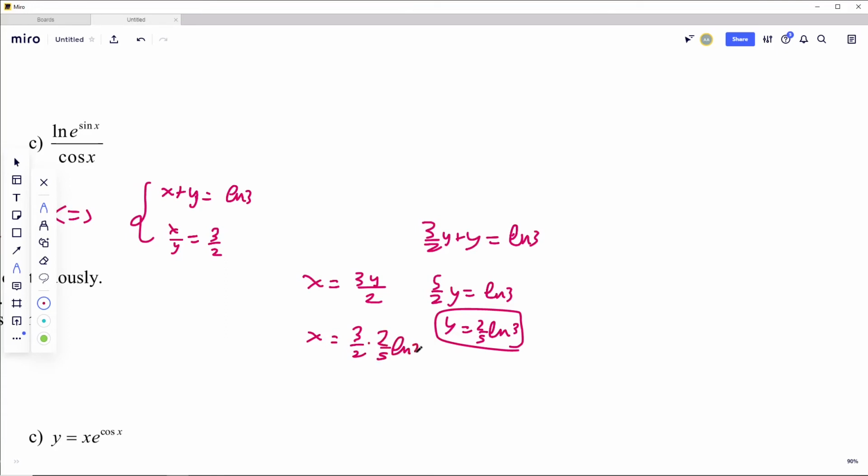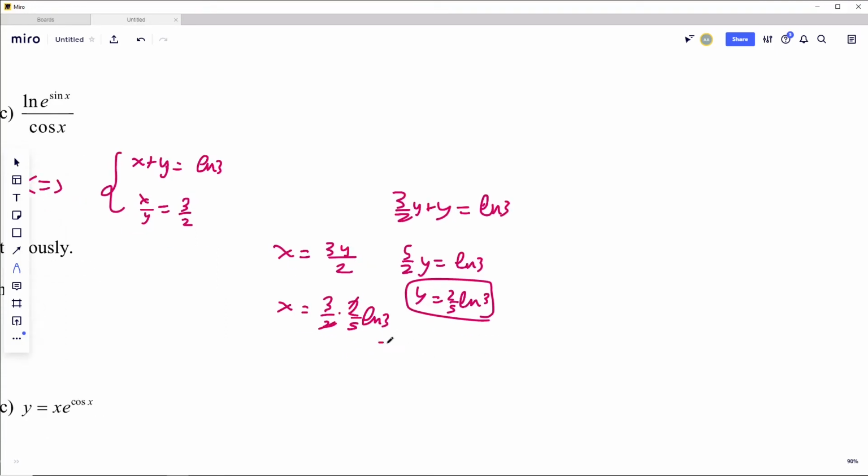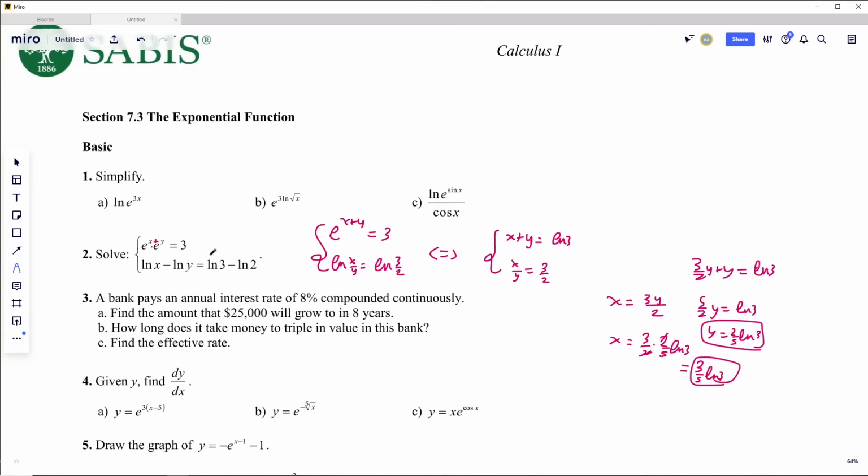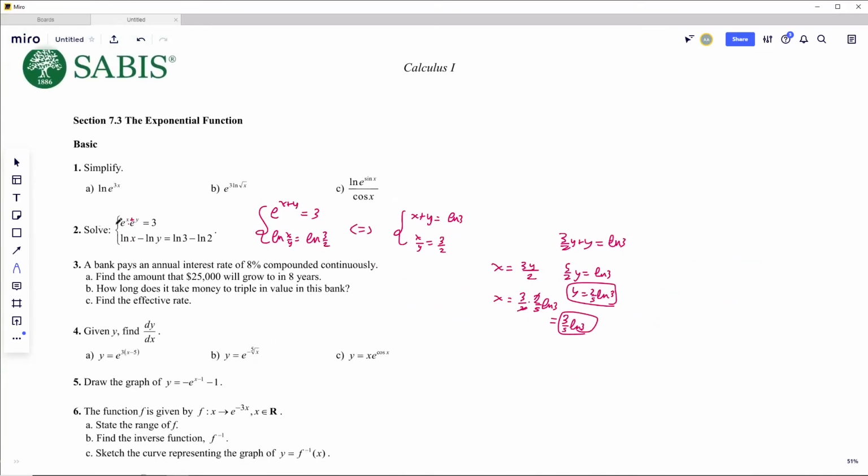Ln of 3. And yeah, 2 cancels. Now you get 3 over 5 ln 3. They bluntly just threw the equations. They never asked for a question, just solve.